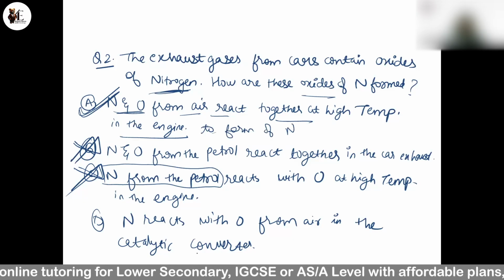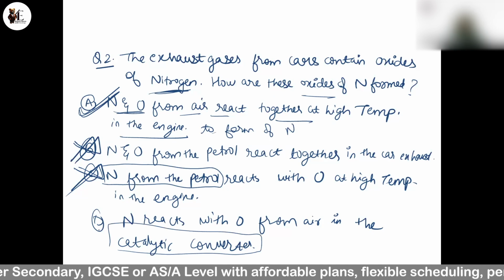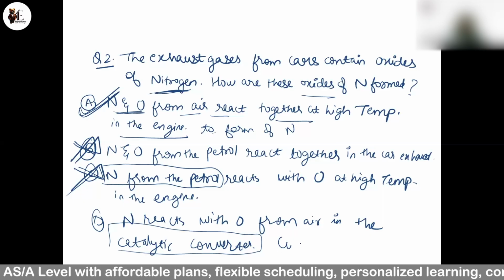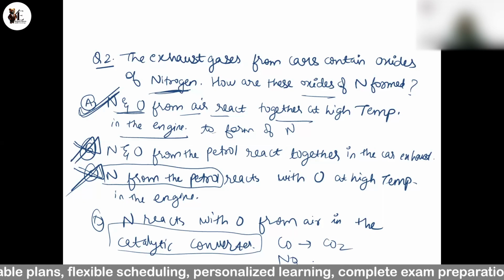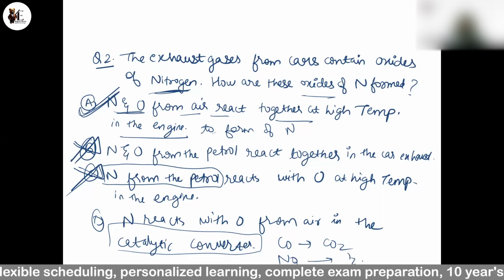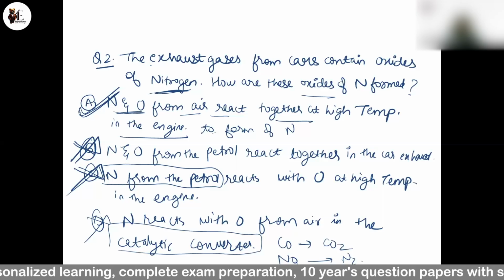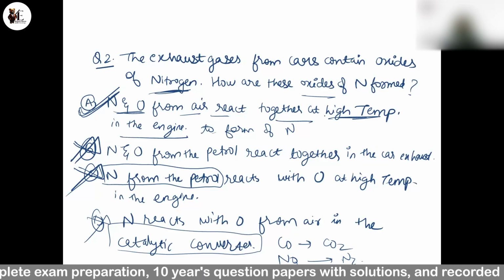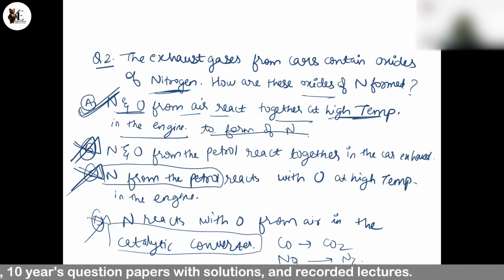What happens in the catalytic converter? In the catalytic converter, harmful gases are reduced to non-harmful gases. For example, carbon monoxide is converted into CO2, and the oxides of nitrogen, which are harmful, are converted into N2. So D is not the correct answer. Option A is the correct answer: nitrogen and oxygen from the air react together at high temperature in the engine to form oxides of nitrogen. Okay.